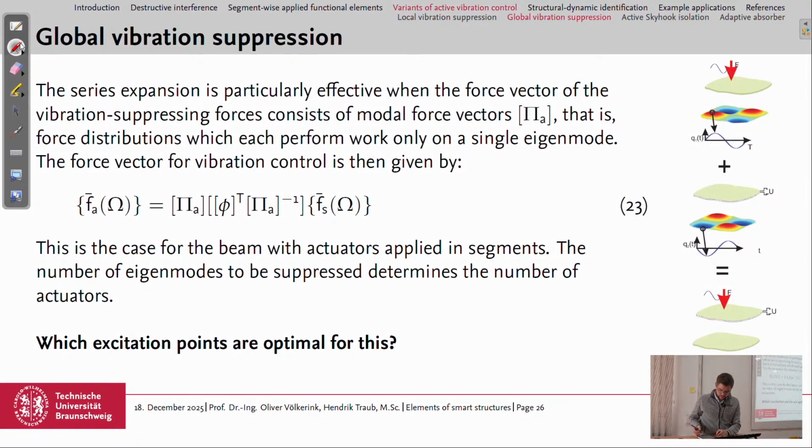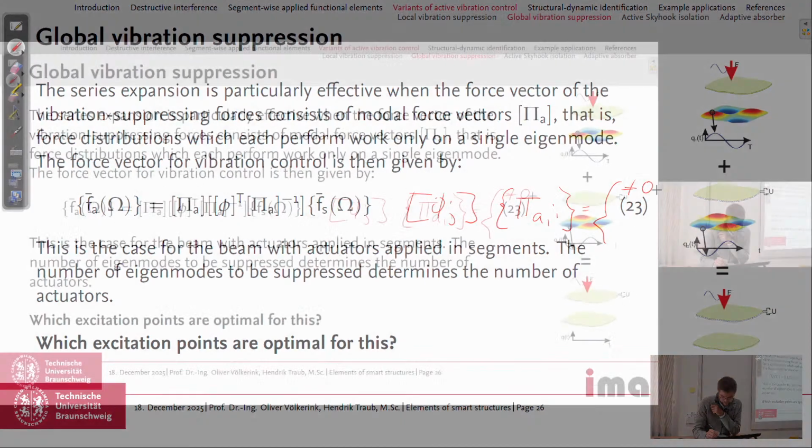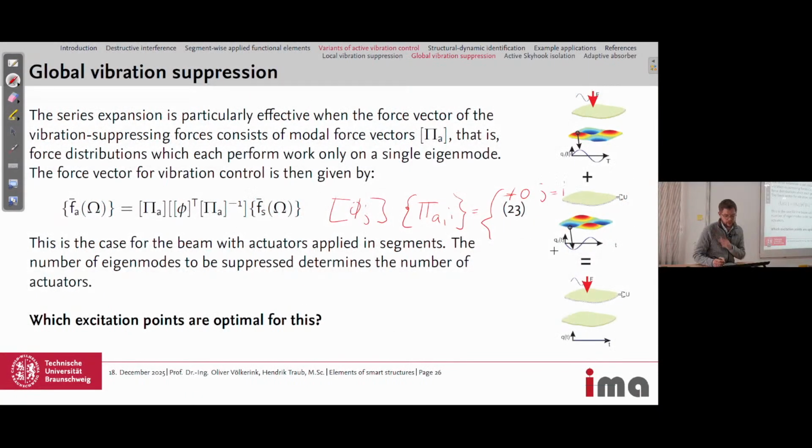So if we want to write this down, if we have a look at the eigenmode J multiplied by the modal force vector I, then this would be unequal 0 if J equals I, so we can perform work on the same eigenmode, or it would be 0 if J is not equal to I, so all other eigenmodes would not be affected.